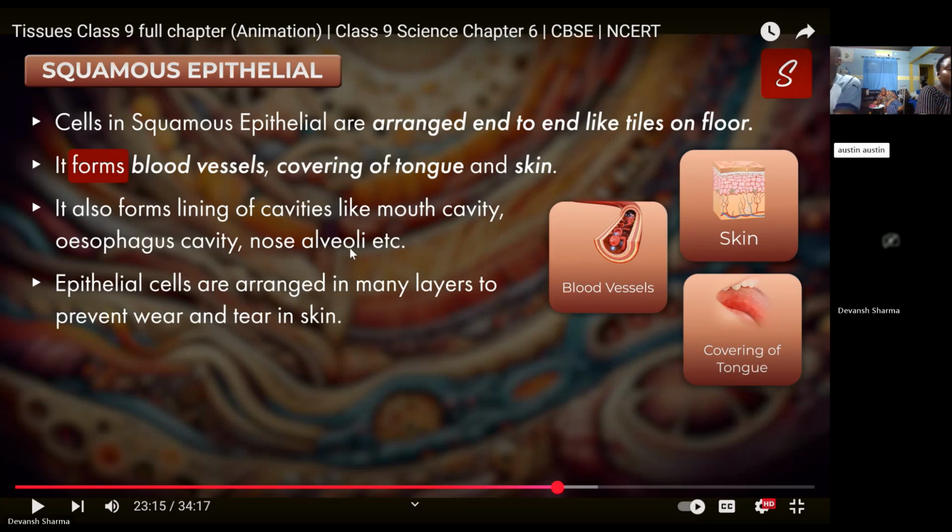What is esophagus? Esophagus is the food pipe. When you eat food and swallow it, it goes through your neck. So it goes by a pipe, and that pipe is called esophagus. It means the food pipe is hollow from inside. So the inner cavity of the food pipe is made up of squamous epithelial tissue.